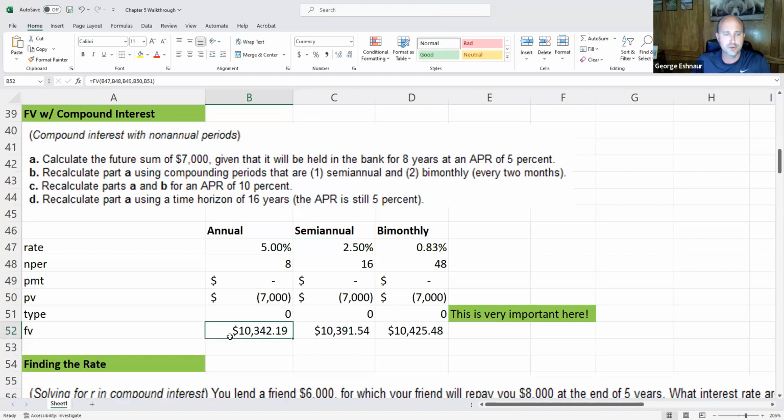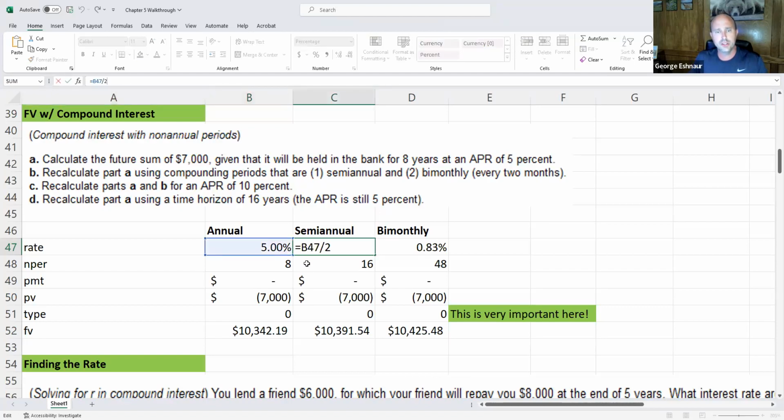Just like normal, we have our future value. Now, what they're going to say is at 5%, this is annual. So how do we go about figuring out if it's semi-annual? Well, this is very simple in the calculation that we do. We actually will take 5% and divide it by 2.